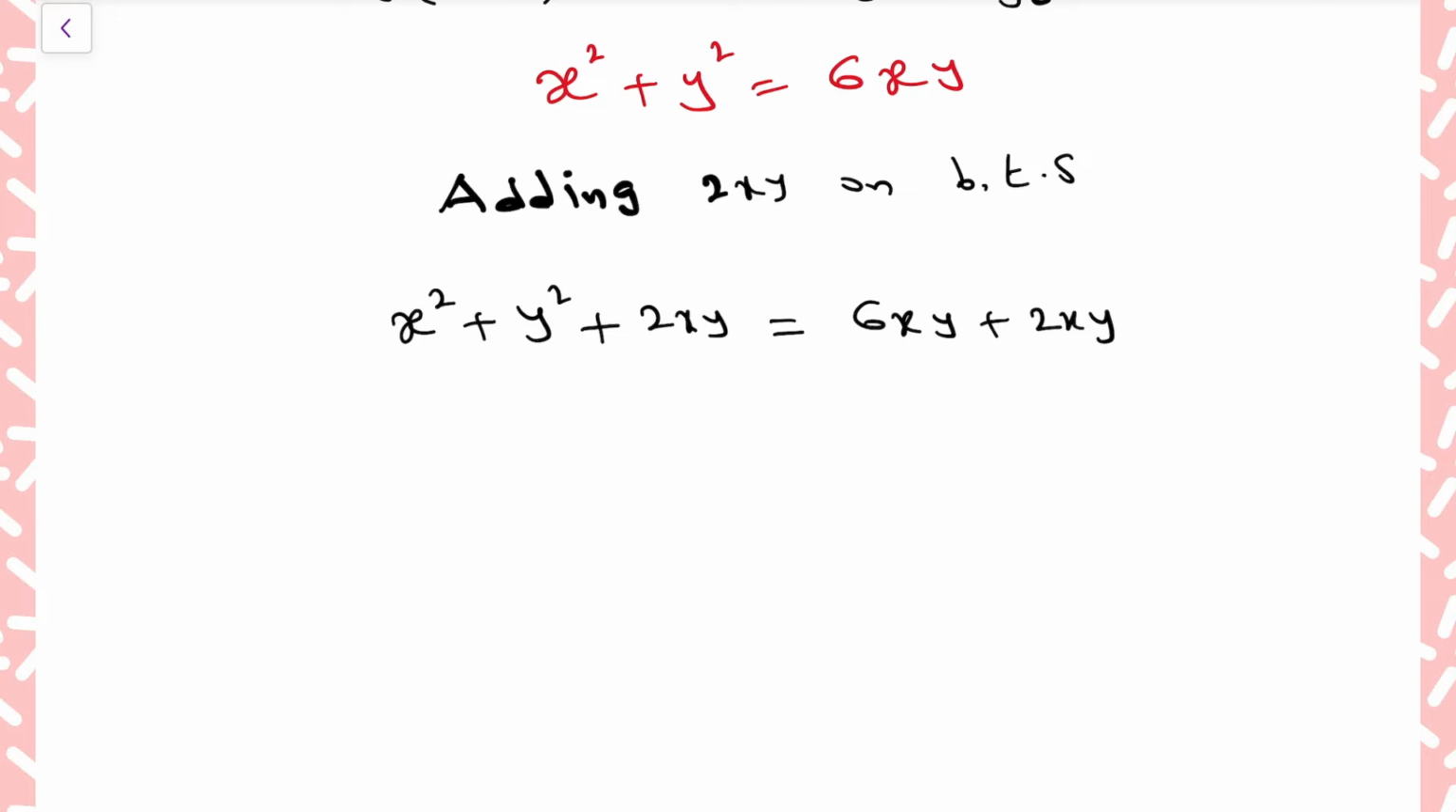Now left side part if we observe clearly, x square plus y square plus 2xy, it is in the form of a square plus b square plus 2ab, that is equals to a plus b whole square. So x square plus y square plus 2xy is equals to x plus y whole square, which is equals to 6xy plus 2xy, that is 8xy.